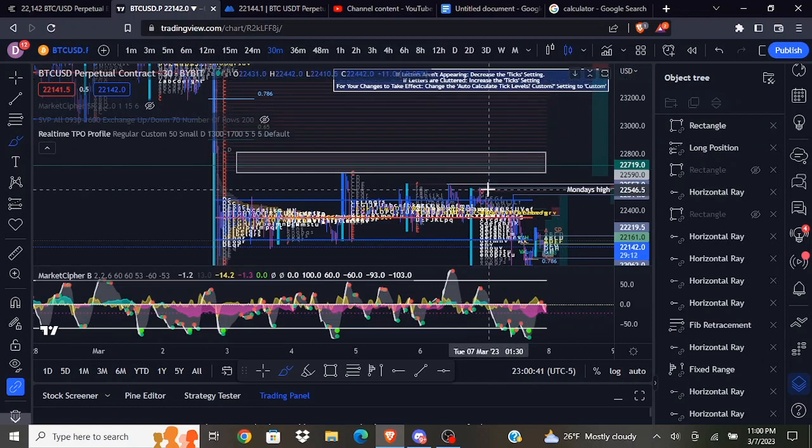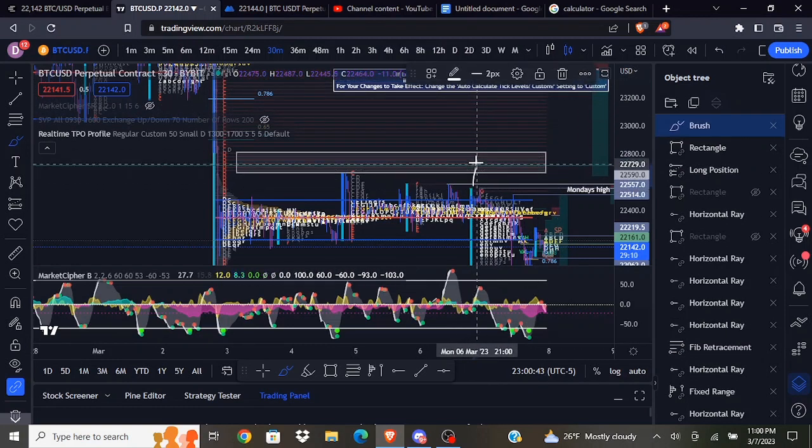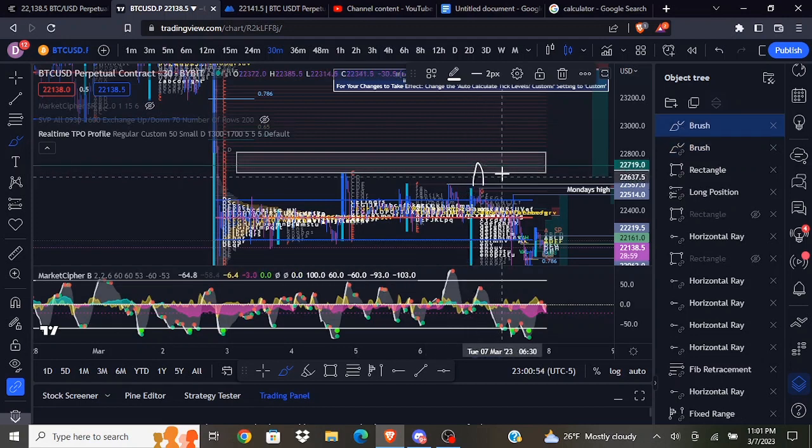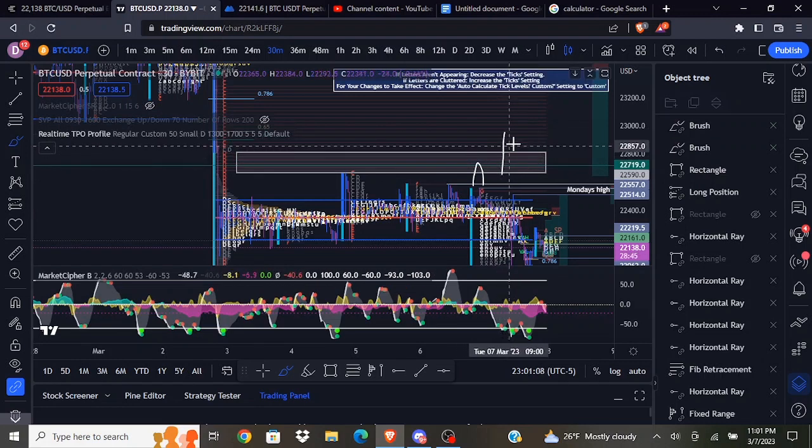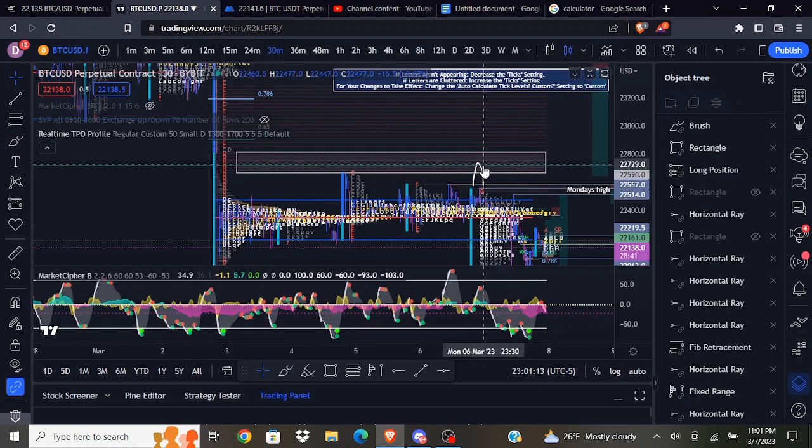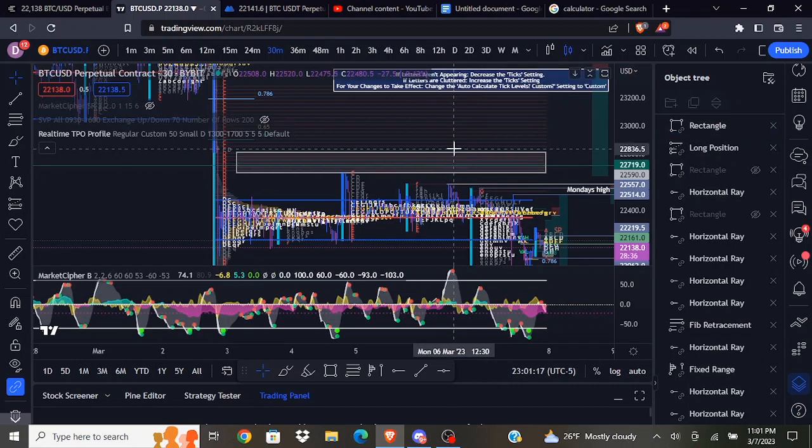I've seen instances where price comes like partway into the single prints and reacts before they get filled entirely. Maybe they bounce off a level that was in the middle of the single prints. And I've also seen price just blow through them and not react once they get filled. I've seen that happen as well. So I like to use these as a bit of added confluence, but I definitely don't trade them on their own.